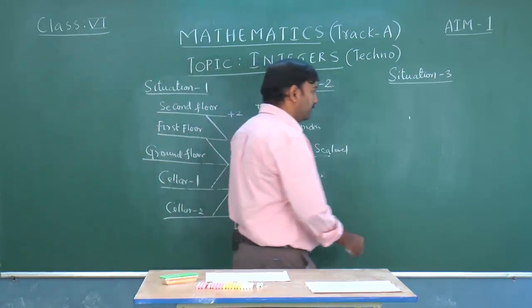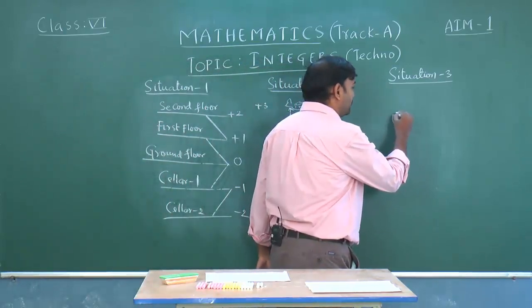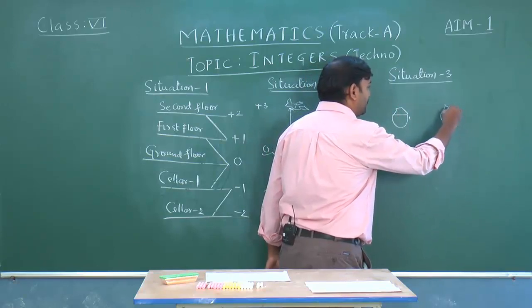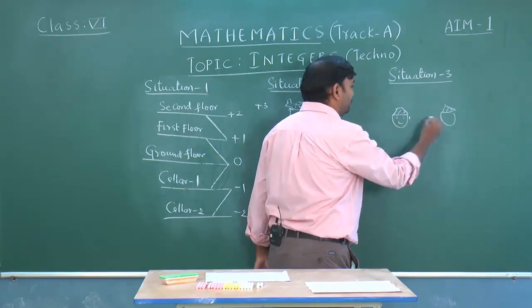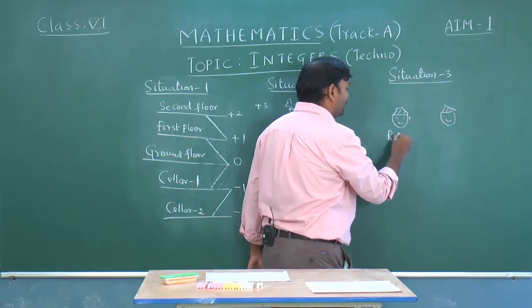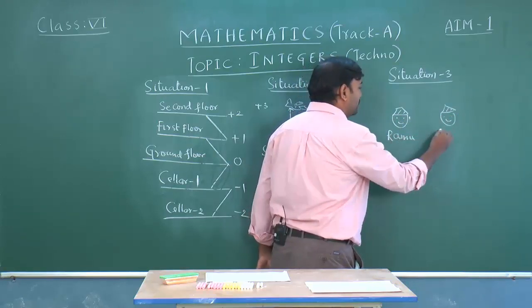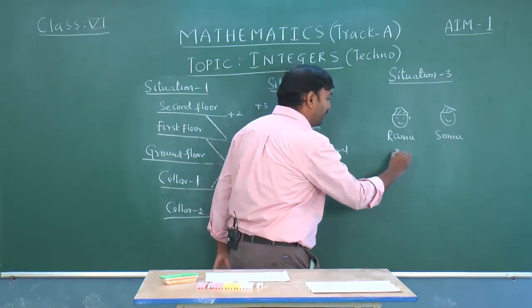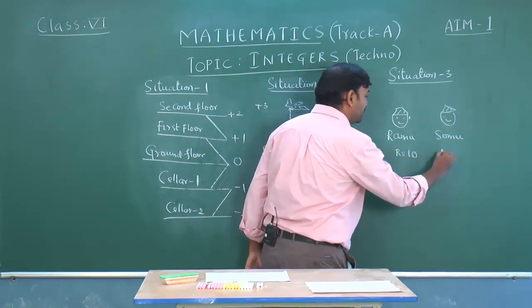In the third situation, let us consider two friends, Ramu and Somu. Two friends, Ramu and Somu, have gone to a stationery shop. Both of them carried 10 rupees each.